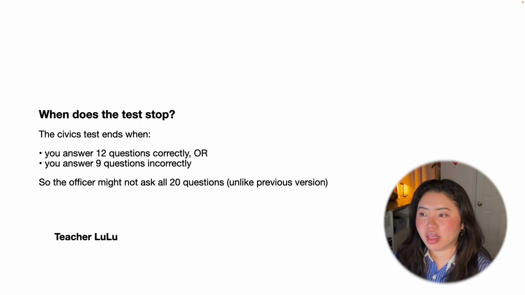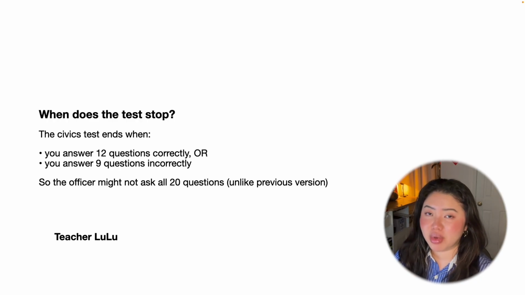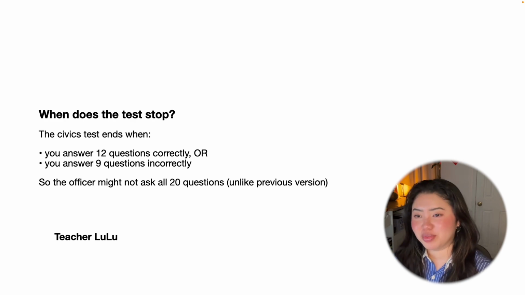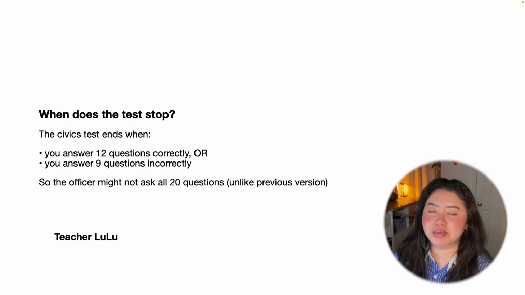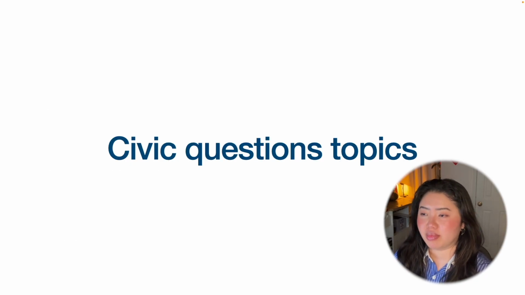So this is different because previously the officer would ask all 20 questions. This time, they will not ask all 20. They will either ask 12 or 9, depending on if you pass or fail. Now let's look at some of the civic questions and topics.